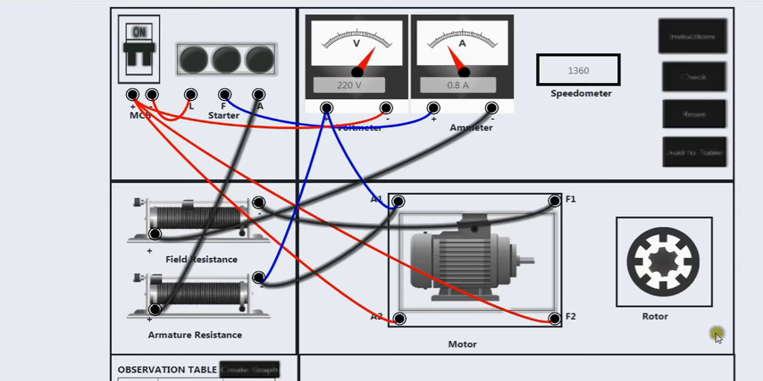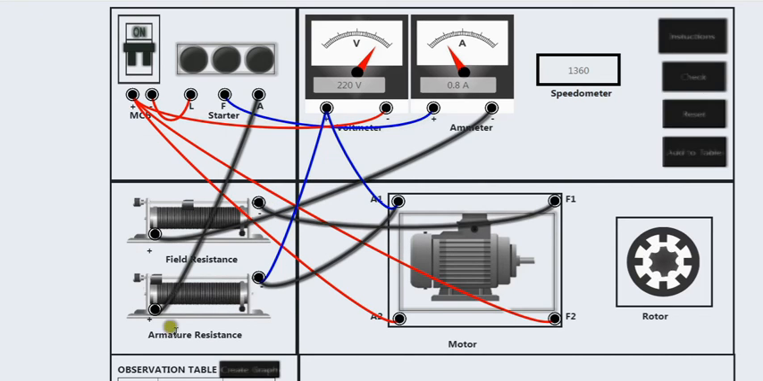This is the minimum resistance, and the field resistance is kept constant. You cannot do anything in this circuit because it is kept constant. It does not move. So we have to vary the armature resistance in order to control or reduce the speed of the DC motor. First, increase the armature resistance.